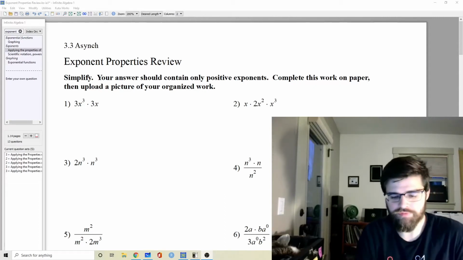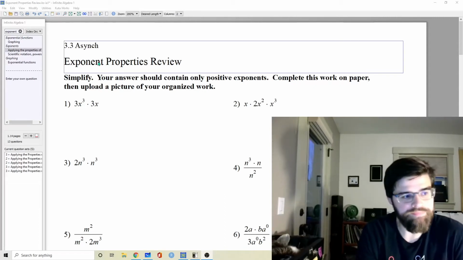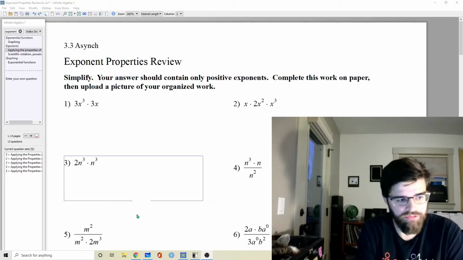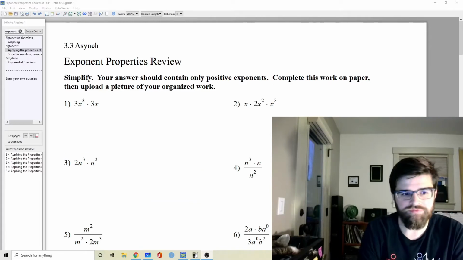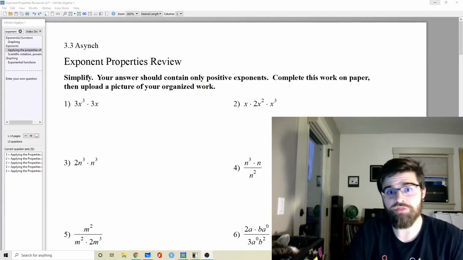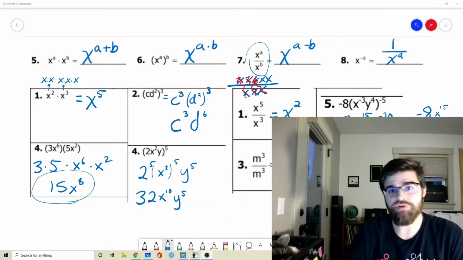Everyone, so for 3.3 async, we're going to be reviewing our exponent properties. We talked about these in class a little bit, and I'm going to go through and do a couple of these problems for you, kind of one of each to get you started. But first, let's talk through the properties that we reviewed last class.